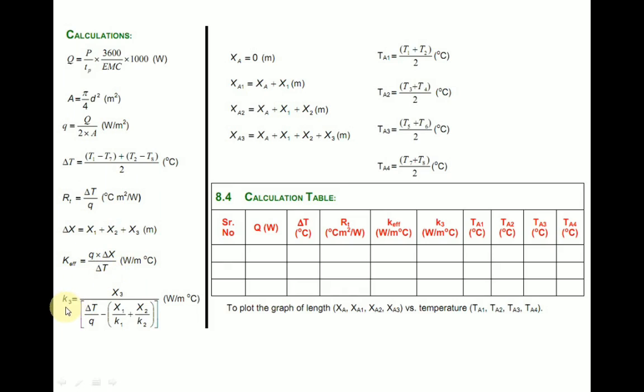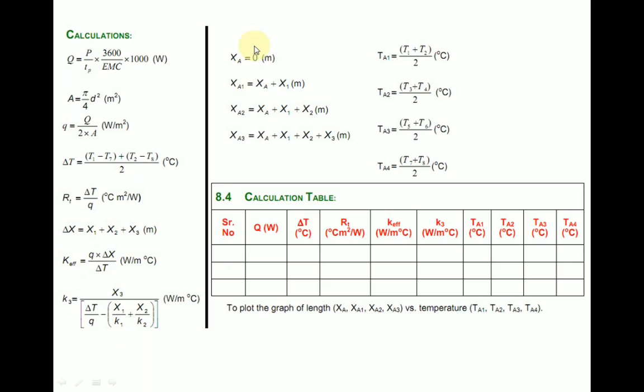Then after that, this is the equation for calculating the thermal conductivity of the press wood. K3 is equal to X3 divided by delta X upon Q, which is nothing but the RT, which we have already calculated, minus X1 upon K1 plus X2 upon K2. So this is how we will be able to calculate the value of K3.